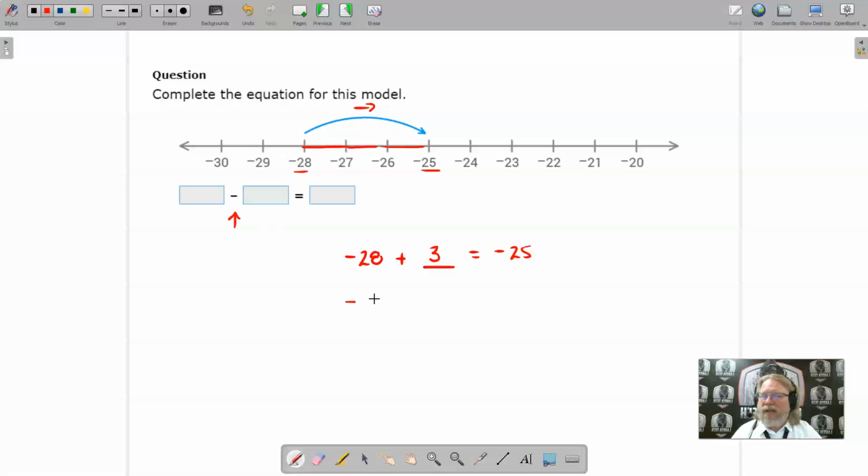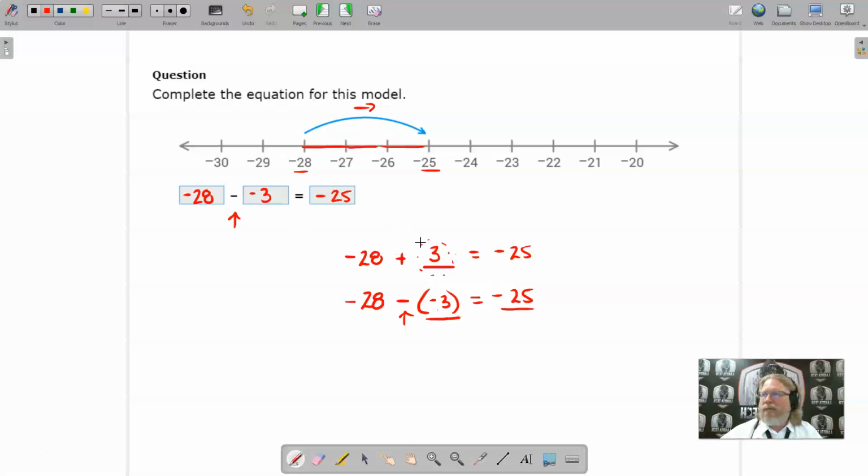I'm going to do just like I did before with changing subtraction to addition. I'm going to change addition to subtraction. Same process. Keep the first number the same, -28. Change the addition to subtraction. Take the opposite of the following number. +3 is -3. And we know that if we change this, it's still the same answer. We end up at the same place. So the -25 is not going to change. So we have -28 minus, see the minus sign, then the -3, and equals -25.